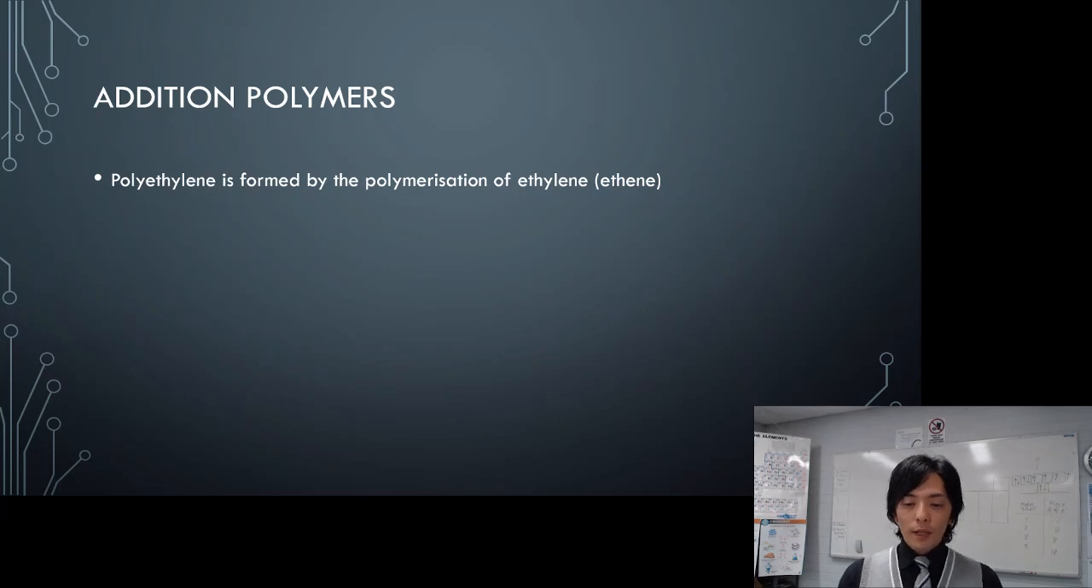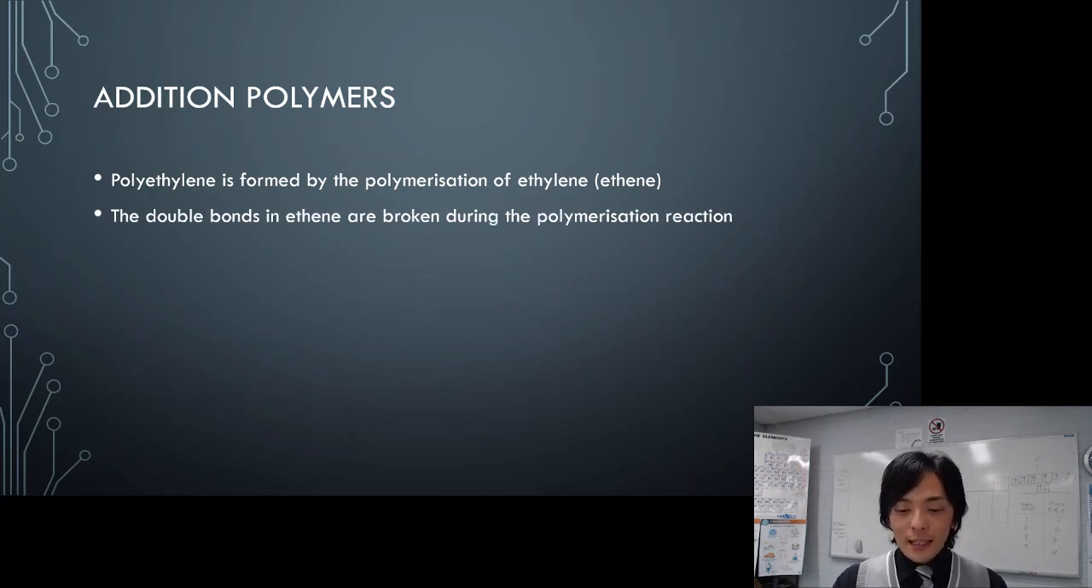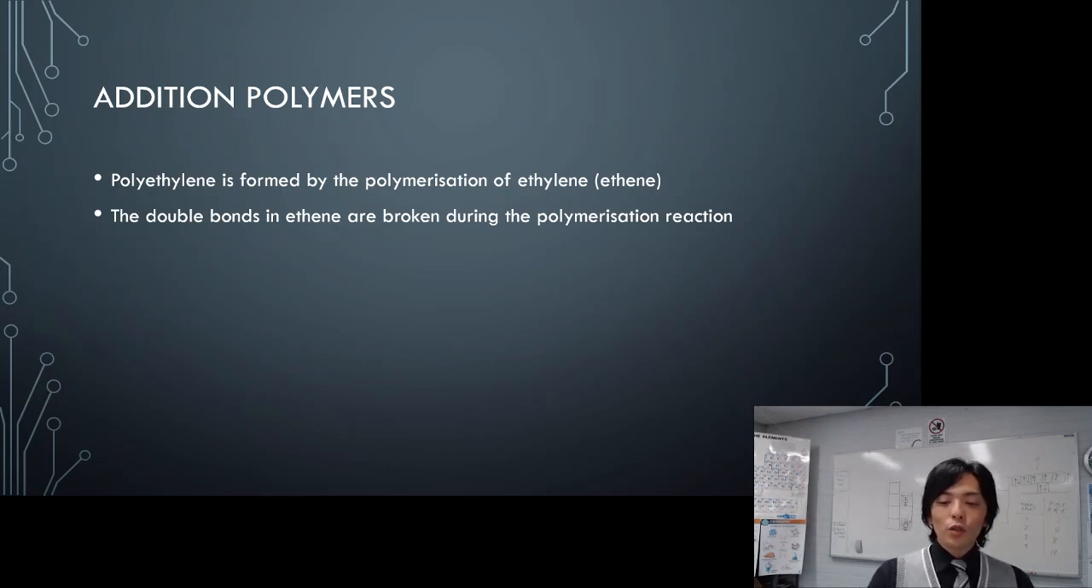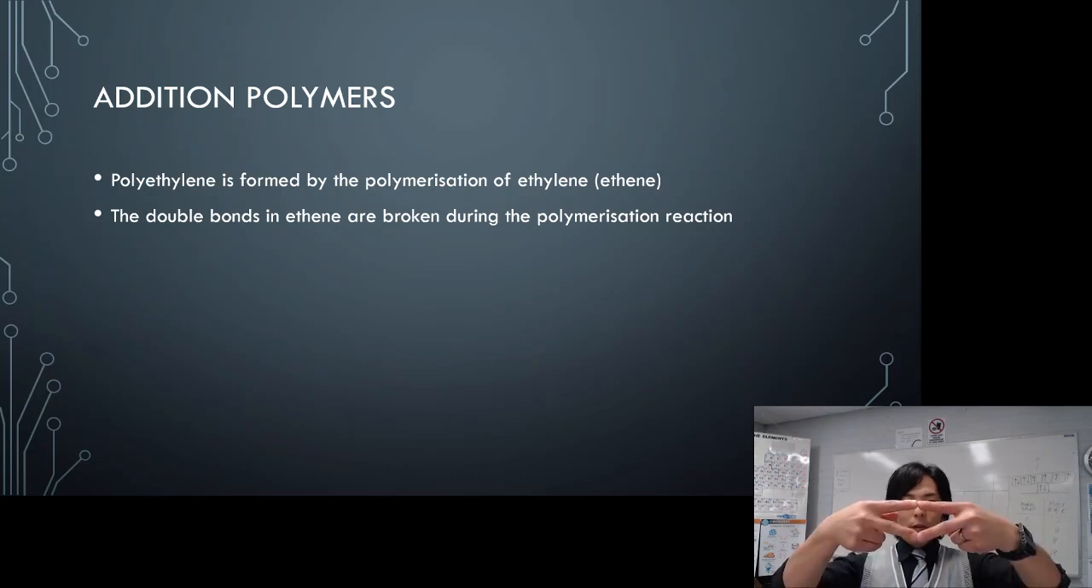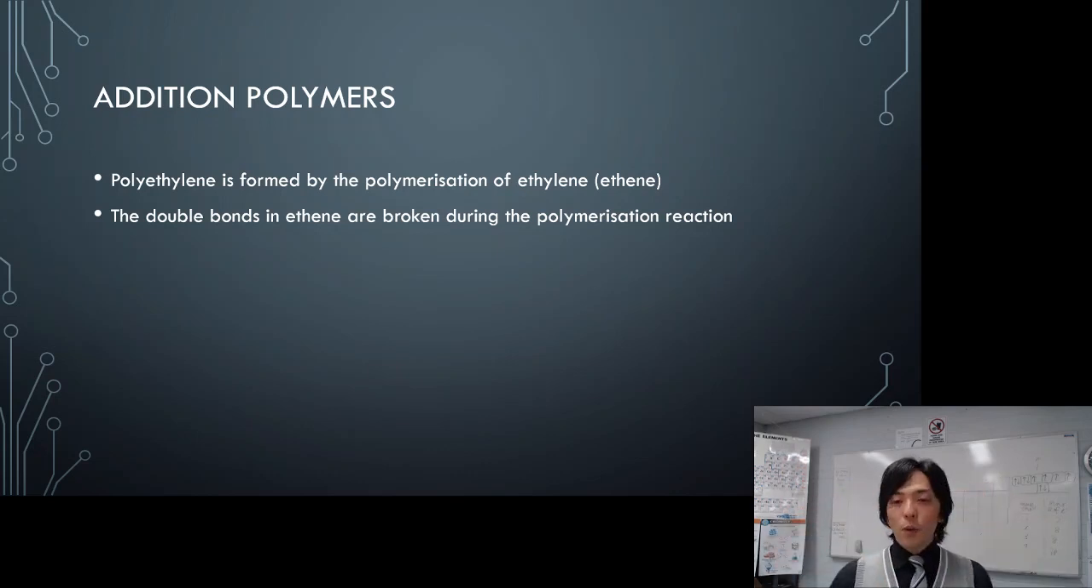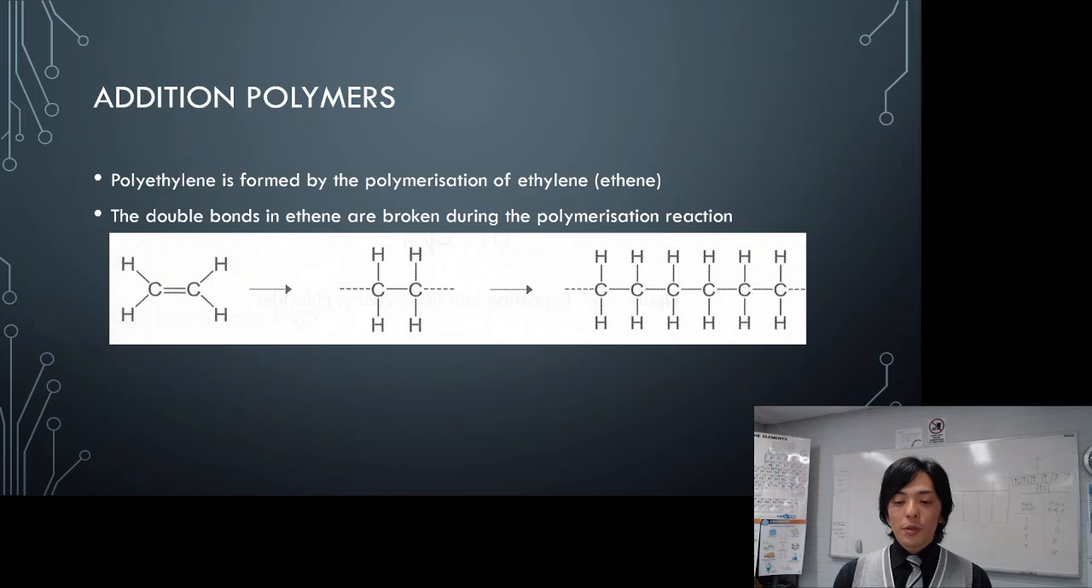Moving on to the next part, slide 10. Polyethylene, I'll start again. Polyethylene is formed by the polymerization of ethylene. It's known as ethene. The double bond in ethene is broken during the polymerization reaction. So if you have a double bond, one bond is broken, and grabs onto another molecule like that and makes up a longer chain. So that's how that happens.